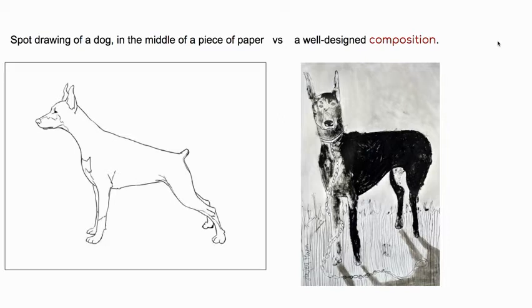The image on the left is a dog drawn, say, on the page of a sketchbook. So sometimes I refer to that as like a spot illustration. Now compare that to what we see on the right side. That I would call a composition, because the artist has not only drawn the dog, but also considered the space around the dog.